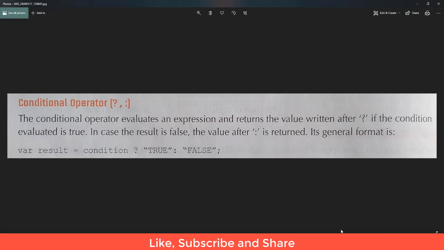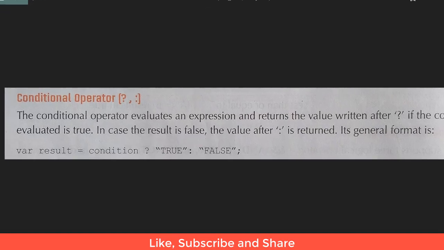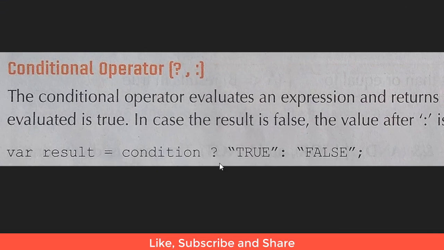Now let us talk about the conditional operator. The conditional operator evaluates the expression and returns the value written after the question mark if the condition evaluated is true. In case the result is false, the value after the colon is written. So the general format of the conditional operator is result equals condition question mark true colon false. When the condition is checked, if it is true, then whatever value is declared after the question mark will be displayed. But if the condition is false, then whatever value is declared after the colon will be displayed.